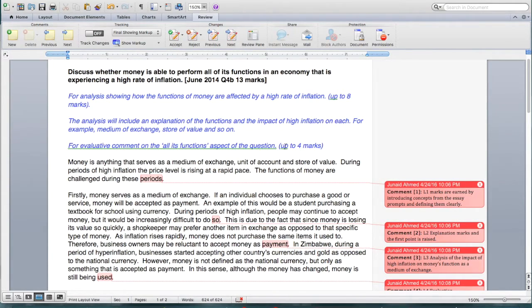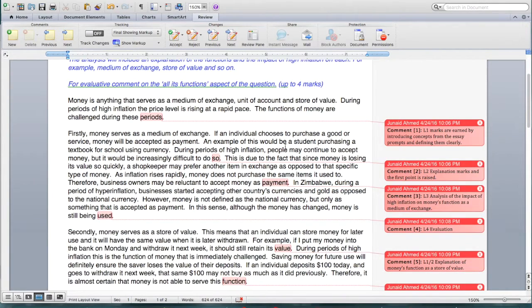So to get 8 out of 8, to get all the analysis marks, I need to talk about the functions of money and the relationship with the high inflation impact. To go to the full 12, I need to evaluate. So let me get started.